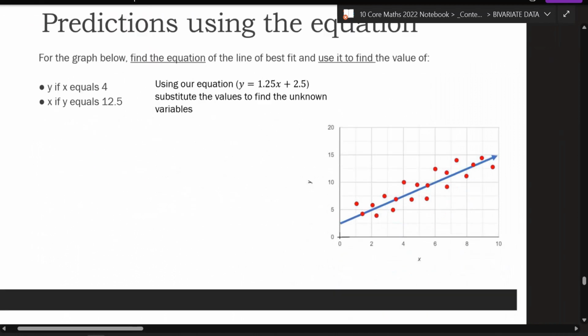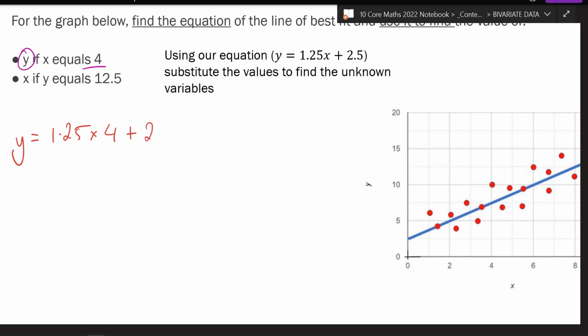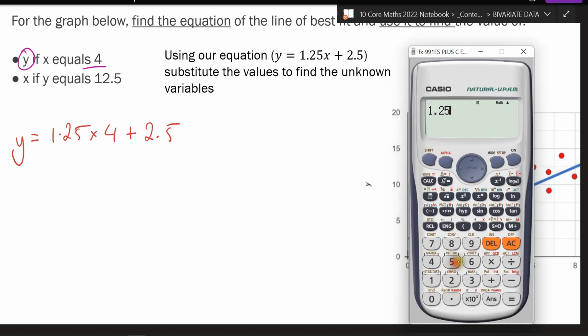So now we just need to make a prediction. According to this, we need to find out what y is if x equals 4. So using my formula, what is y if x was 4? You're going to go y equals 1.25 times 4. Do it on your calculator, nice and easy. 1.25 times 4 plus 2.5 equals 7.5.